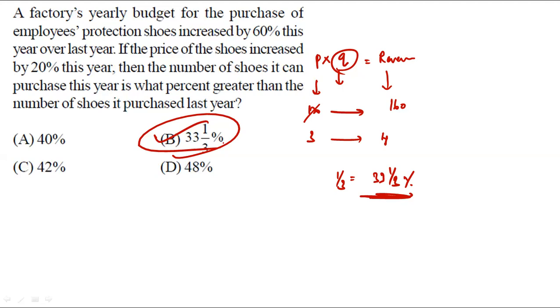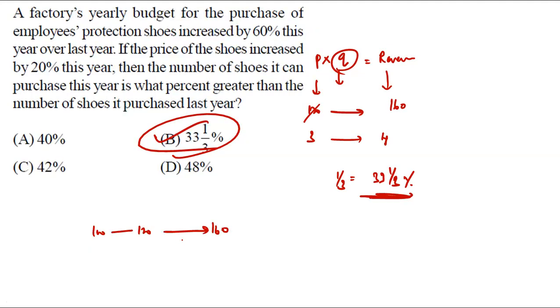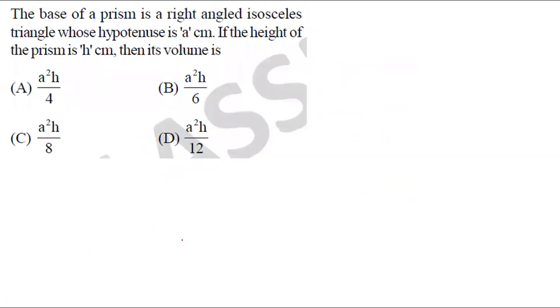Budget is 60%, this is 20%. So you can take 100 also. 100 increasing by 20 is 120. But overall budget is increasing to 160. How much more can you increase? 40 upon 120. 40 upon 120 is? 40 upon 120 is 1/3. Right?